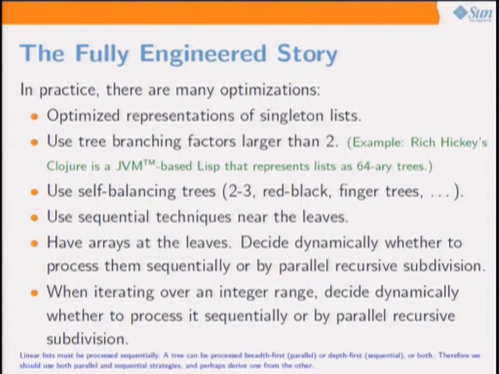As hardware threads become unavailable, you simply devolve to a sequential implementation of subtrees. Perhaps you want to have arrays at the leaves of these trees. And finally, when you're iterating over an integer range, you may want to decide dynamically whether to process sequentially or by parallel recursive subdivision.